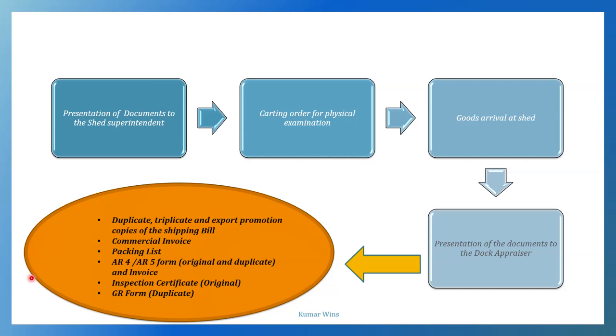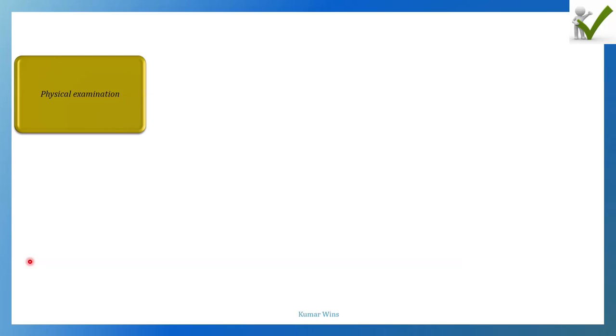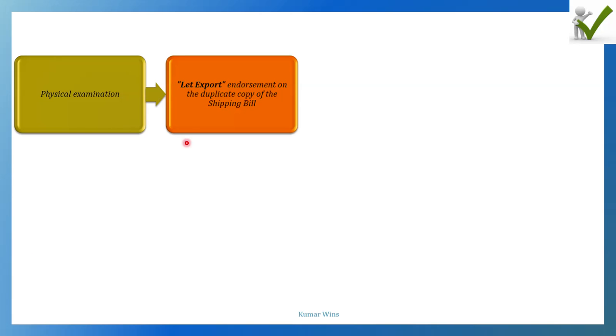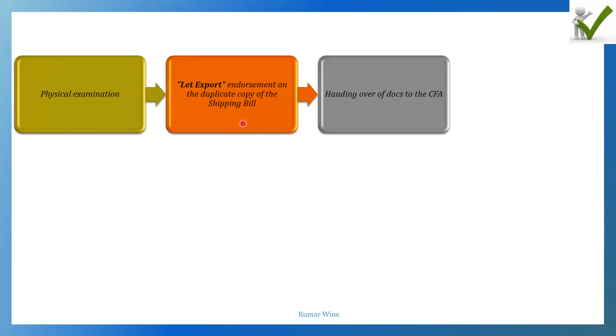Okay. So what is the next step? So now the dock appraiser, he will conduct physical examination and he will make late export endorsement on the duplicate copy of the shipping bill. So here is the late export endorsement on the duplicate copy of the shipping bill. Who does it? So it's the dock appraiser, right? And then he hands over this copy of shipping bill to the forwarding agent.